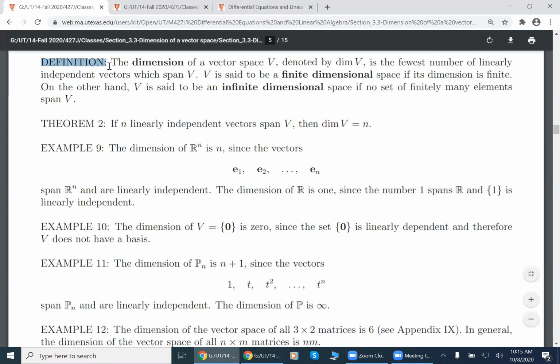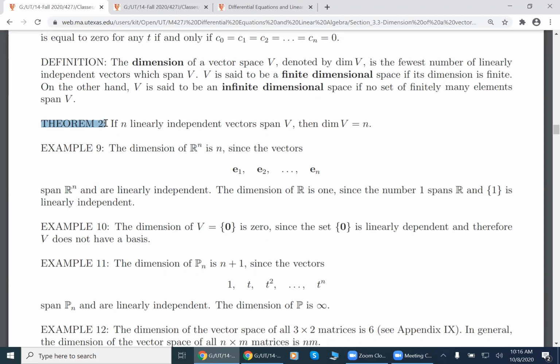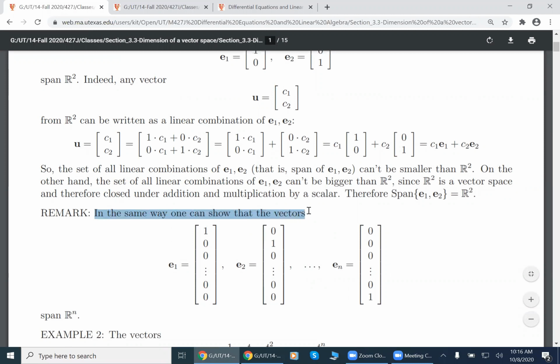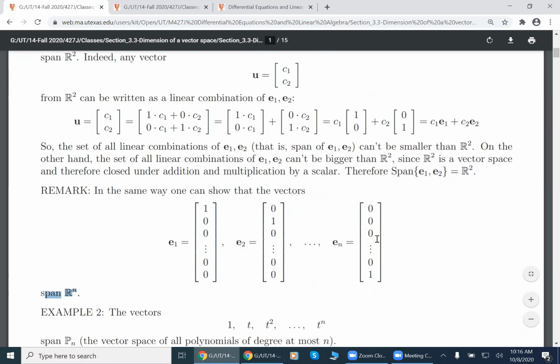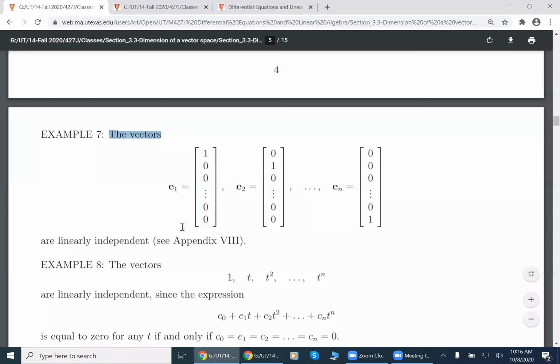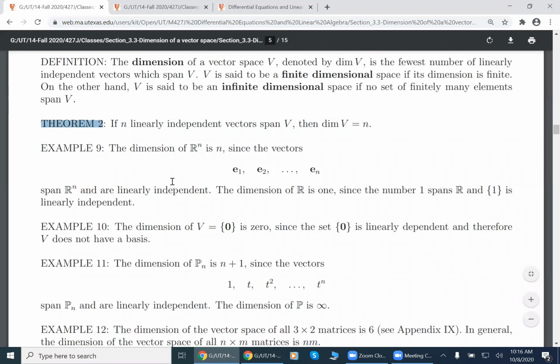Now, let us use this definition and this theorem to find dimensions of vector spaces that we discussed before. The dimension of Rn is n. Here is why. We already showed that, number one, these vectors span Rn. We showed it over here. In the same way, one can show that these vectors span Rn. So these vectors span Rn. Then over here, we show in Appendix 8 that these vectors are independent. Now apply Theorem 2. These vectors are independent, and these vectors span Rn. Therefore, by Theorem 2, the dimension of Rn is n.